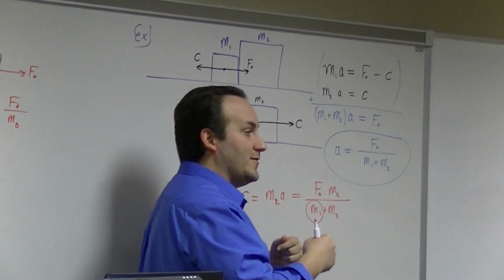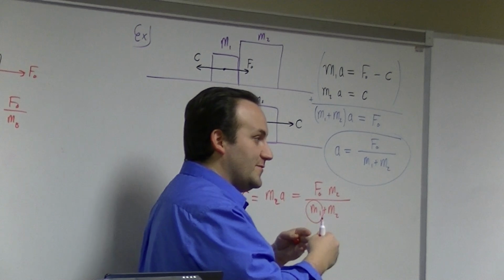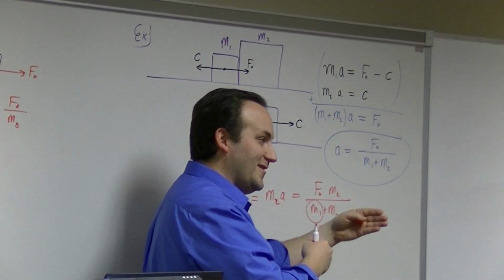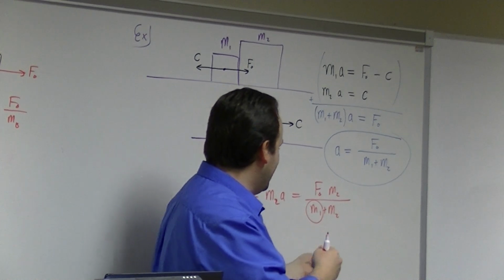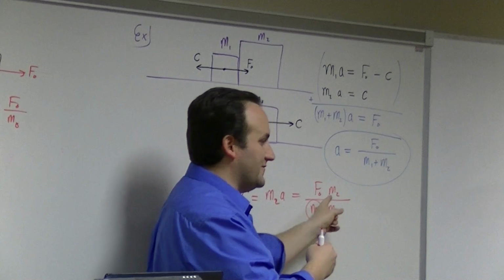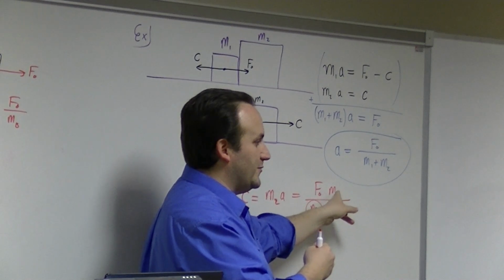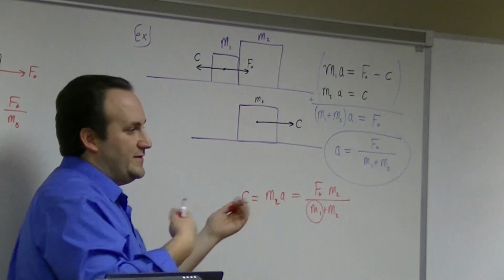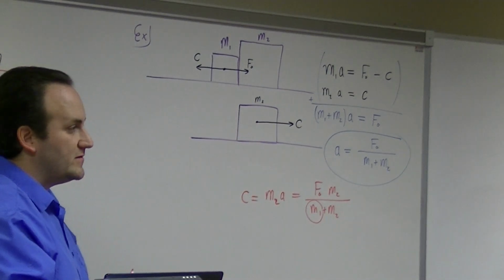Now turn the situation around. Put the cat first, put the car second. Then the contact force is very, very large. Almost all of the applied force is the contact force. M2 is much, much bigger than M1, so the contact force is essentially F naught. And in between those two extremes, you have some fraction of it.